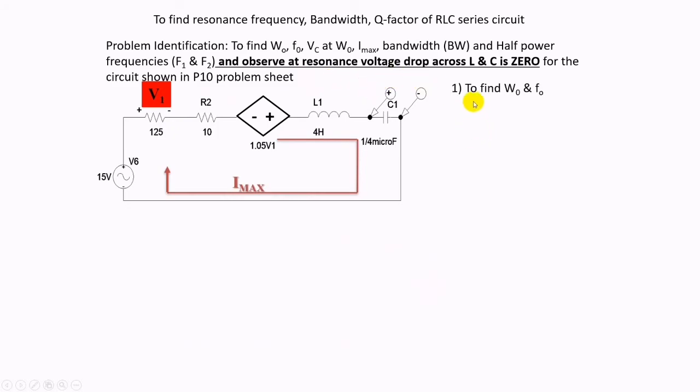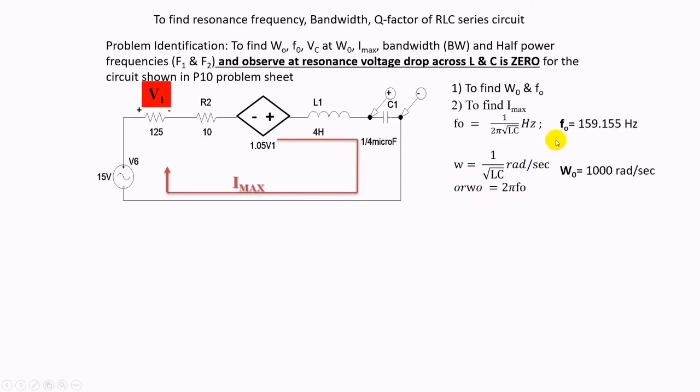Let's find W0 and F0, and then Imax. We know that F0 equals 1 by 2 pi root LC and W0 equals 1 by root LC radians per second, or W0 equals 2 pi F0. By substituting the values we get F0 equals 159.155 hertz and W0 equals 1000 radians per second, and we know that V1 equals Imax into 125.